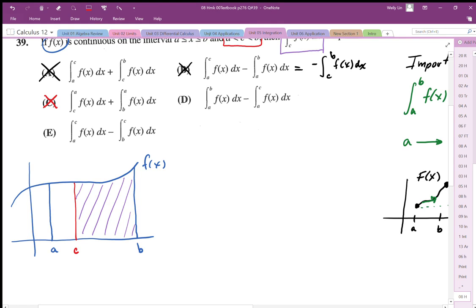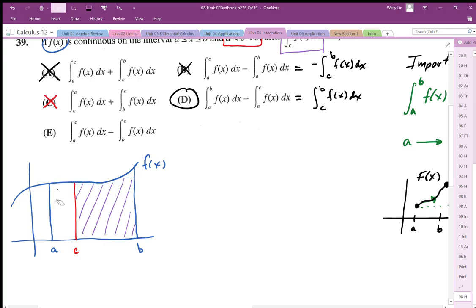So taking a look at d, this is taking the area from a to b, so the total area. So we're going to take all this area, and we're going to take away the area from a to c. So I'm taking away this area in here. Okay, well, maybe I'll just do that in a different color. I'm taking away that area. That means I'm left with that purple area that I'm looking for. So this is correct. This is what I'm looking for. I'm looking for the area from c to b. And so the answer is D.